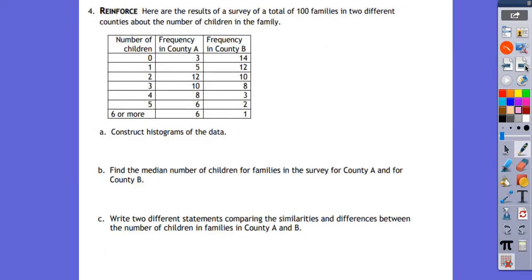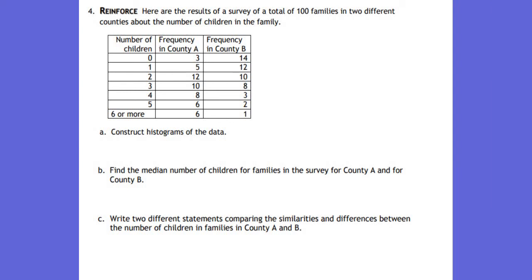I'm gonna set up number 4 for you, and then you're gonna finish it. For number 4, you need a sheet of graph paper. If you don't have a sheet of graph paper, you can get one out of my basket. Alright, so number 4, I have 3 columns in this chart. And the first column says number of children.